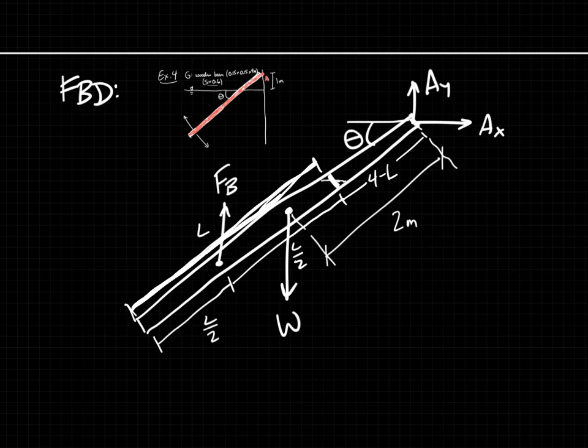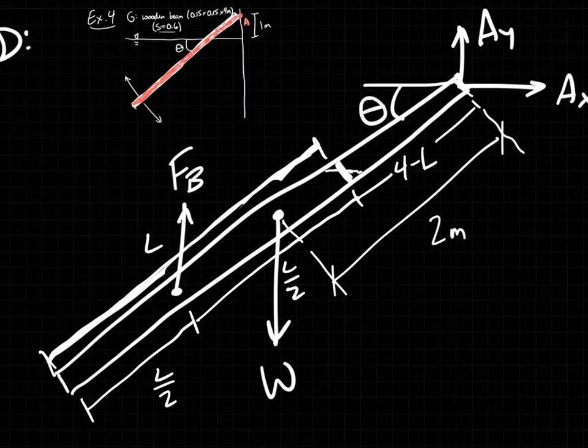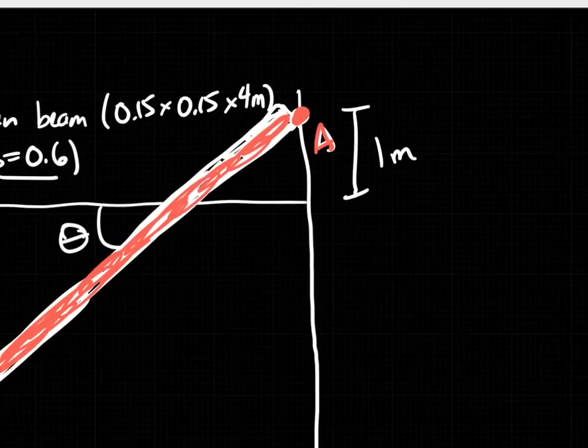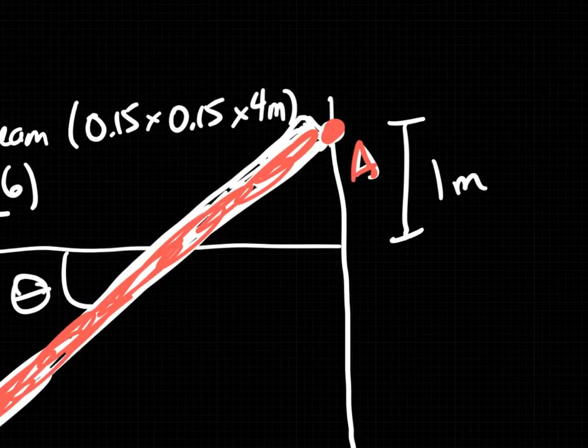Okay, so if I have L, that's really helpful. The reason I want L, if I zoom way in up here, is because I get a nice little right triangle right here, with this side of the triangle from here to here being 4 minus L, this side being 1 meter, and this is the angle we want.